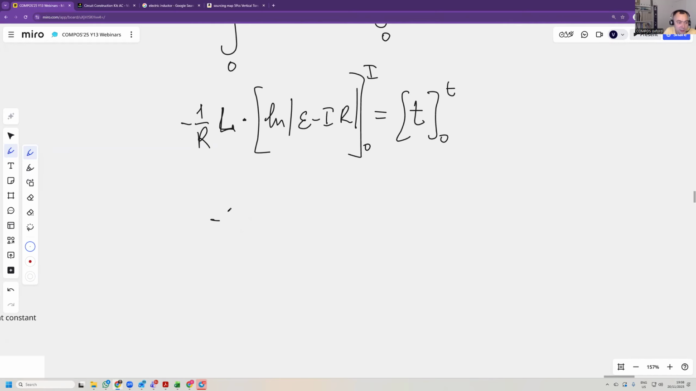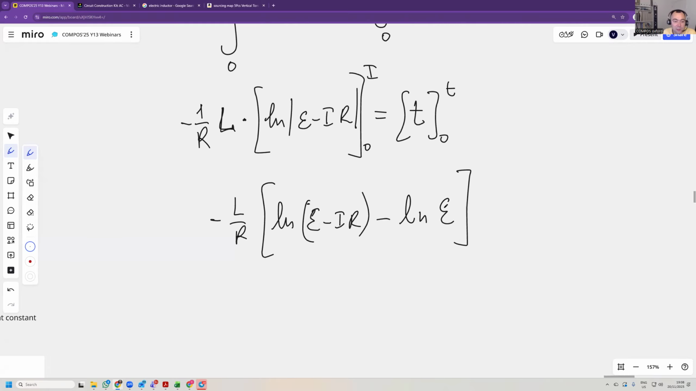Now I integrate this: minus L over R multiplied by the logarithm of EMF minus IR. Now this is a positive value, so I don't need the modulus anymore because EMF is greater than IR. Minus logarithm EMF, because I is 0, and then equals T.